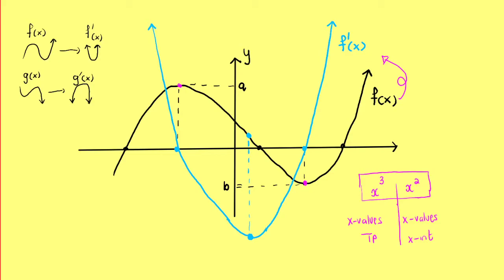Okay? The second thing you need to remember is the x values of the turning points of a cubic will be the x values of the x-intercepts of a quadratic. The only thing you need to do is draw dotted lines from the turning points to the x-axis, and then you draw your parabola.